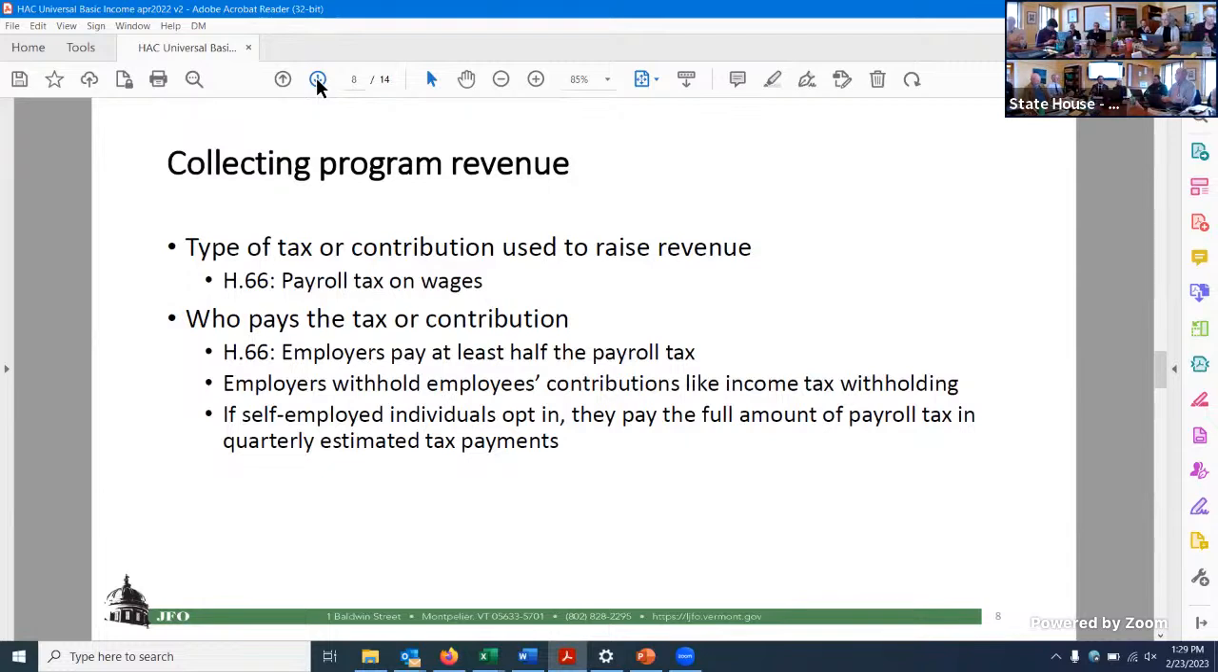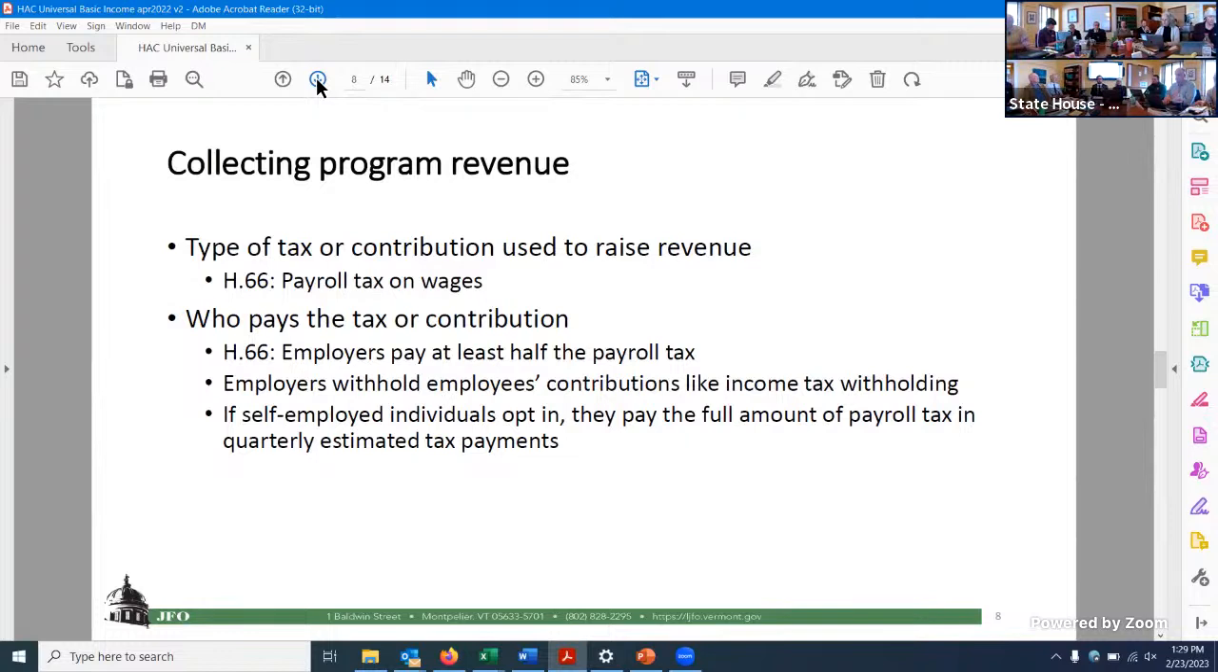And the way it's structured in H66 right now is that the employer, I know Damien's gone over this with you, but the employer's responsible for paying at least half of it and then withholding the employee's half of it and remitting all of that to the tax department. So it's withheld like regular withholding that you see every week or 2 weeks in your paycheck.